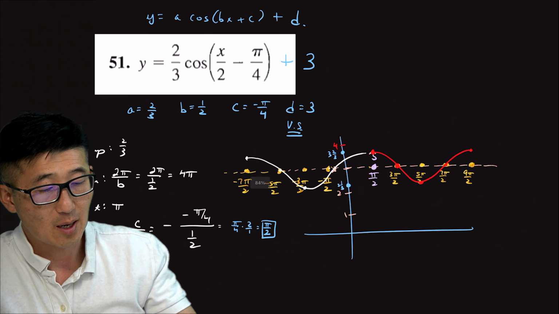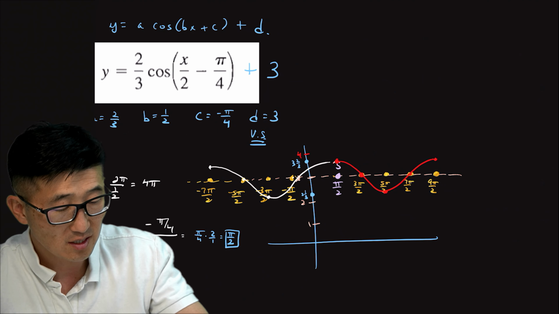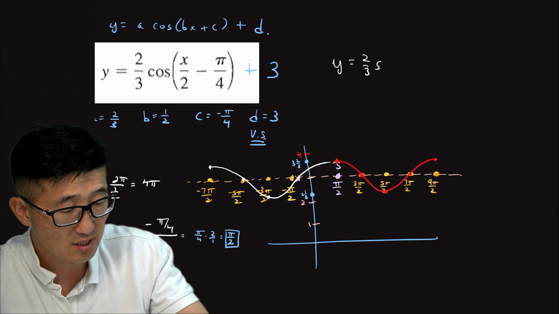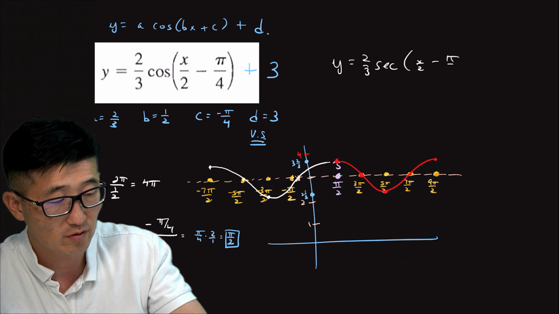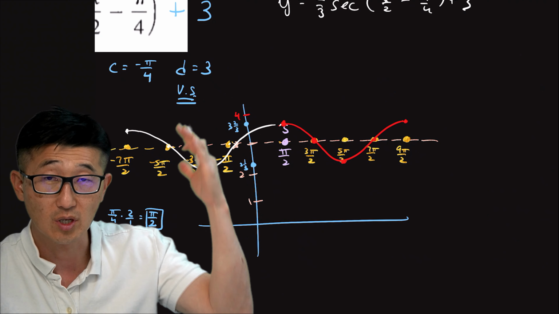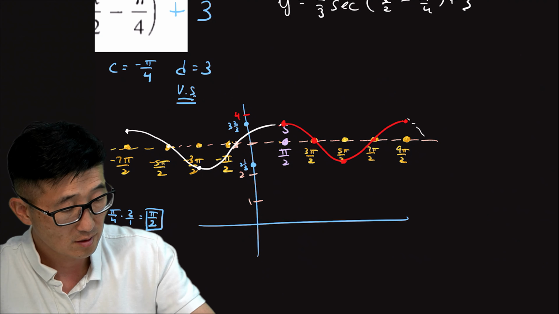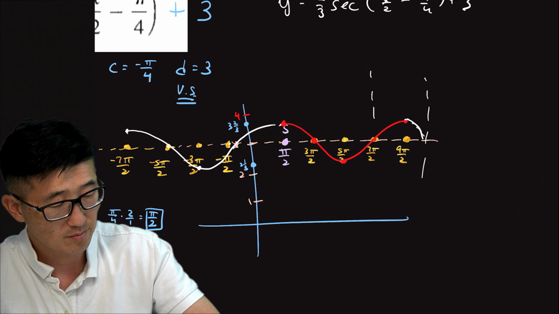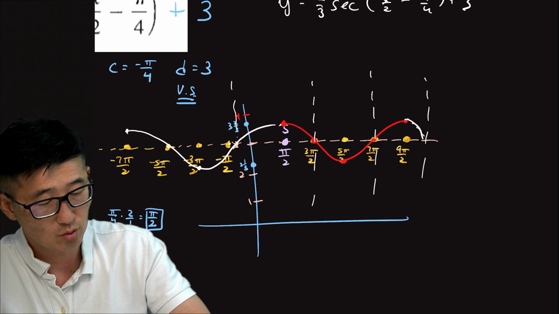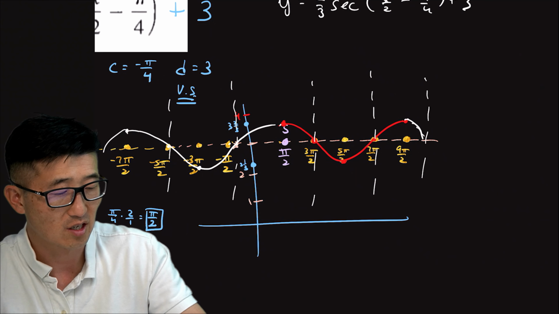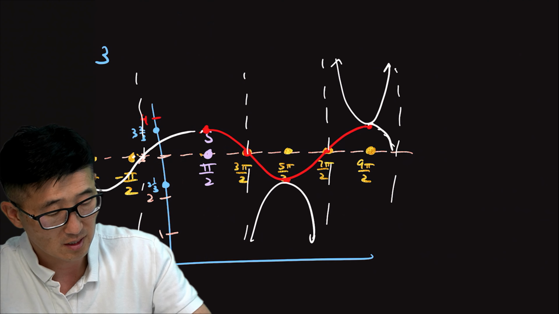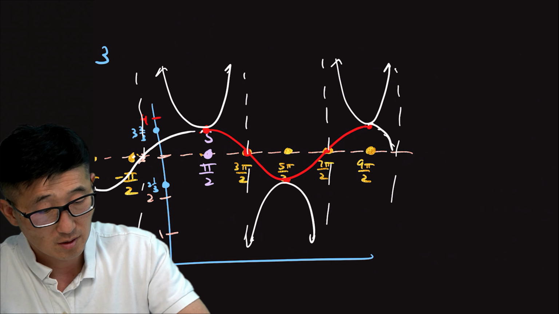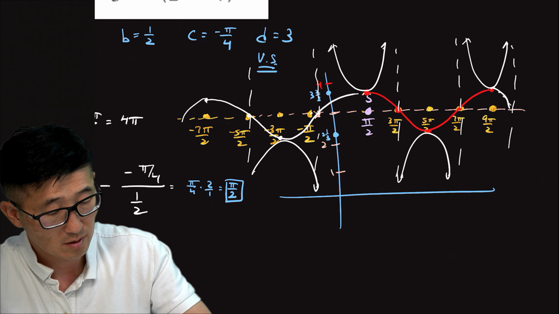Okay, and then if this happens to be a secant graph instead, y equals 2/3 secant x over 2 minus pi over 4 plus 3, then you would just draw it as if you're drawing a cosine, and then you'll cut it into the cereal bowls, and then you just do the opposite. Exactly, into bowls of cereal. Or I guess you can say cut it in half and then flip it around and put arrows there. Okay. Like that.